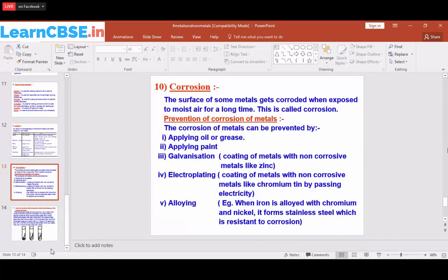Corrosion. Okay, corrosion is mostly shown by iron because it will undergo oxidation easily. Only in the presence of moisture does corrosion take place. In the presence of water as well as oxygen, corrosion will be more. Suppose in the presence of salt water containing sodium chloride, it will aggravate the rate of the reaction, so the corrosion will occur very fast. It is nothing but the metal getting corroded when exposed to moist air for a longer time. It is not a one day, two day process.